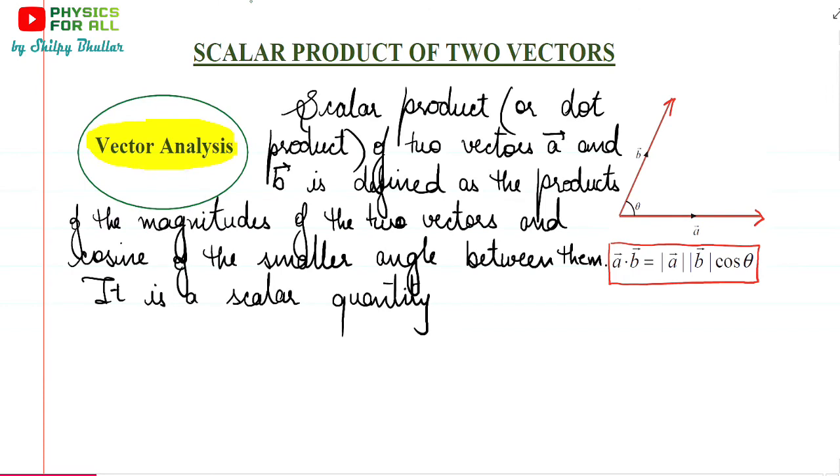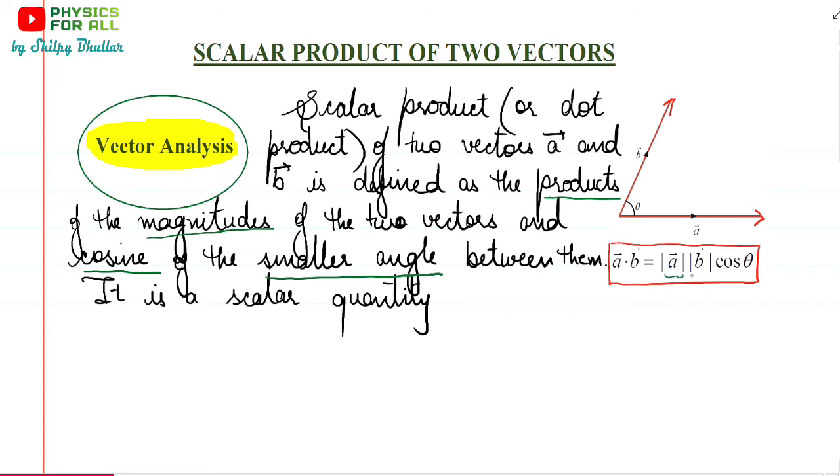Thus, the scalar product, or we also call it dot product, of two vectors A and B is defined as the product of the magnitudes of the two vectors and cosine of the smaller angle between them. So all we have to do, so this is the representation. We represent scalar product by putting a dot between the two vectors. So we also call it dot product. So A dot B, or the scalar product of vector A and B, is equal to product of magnitude.